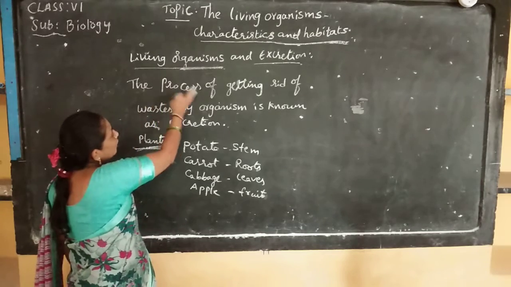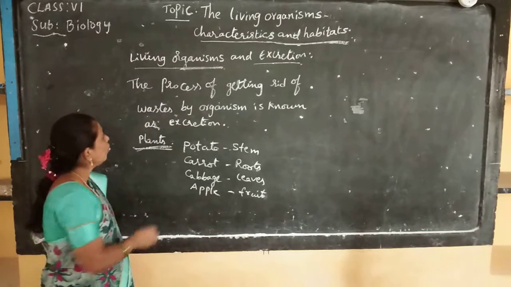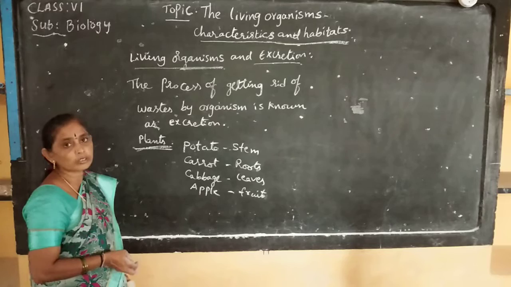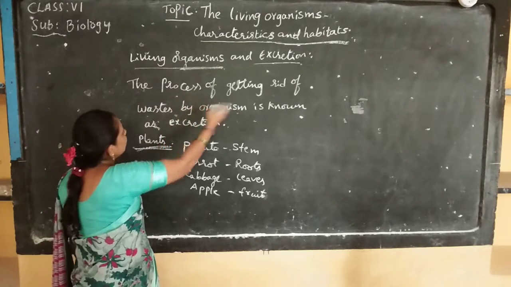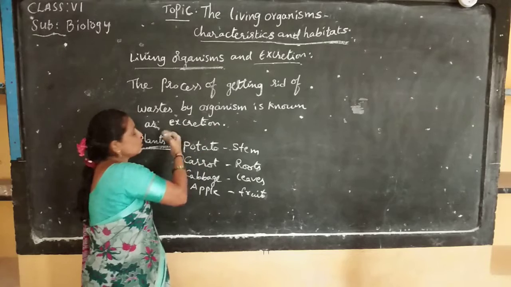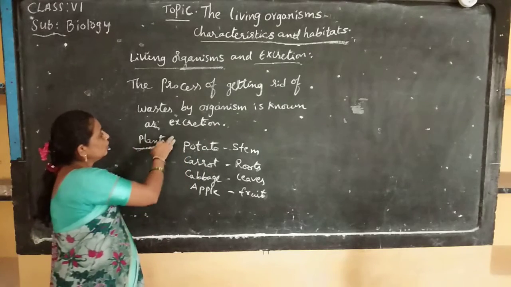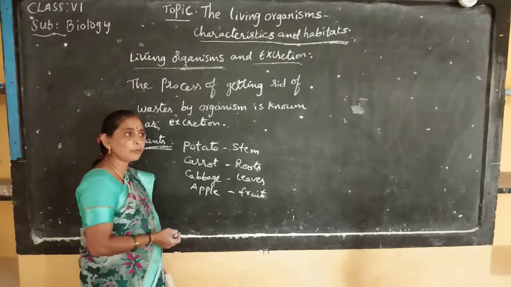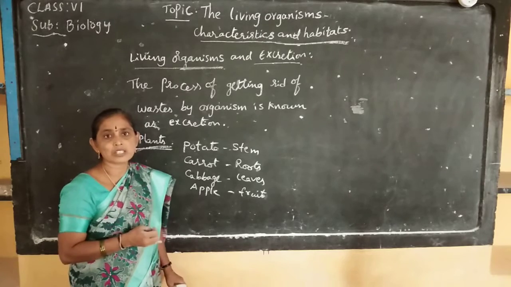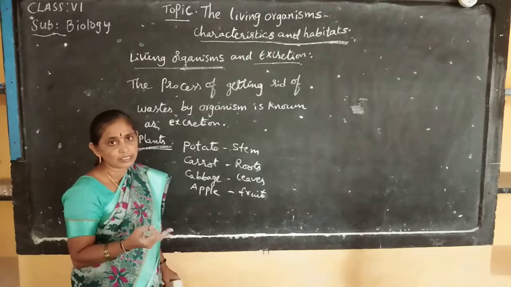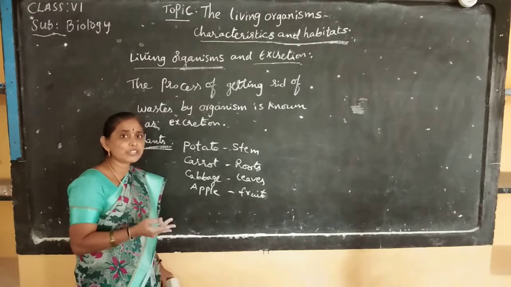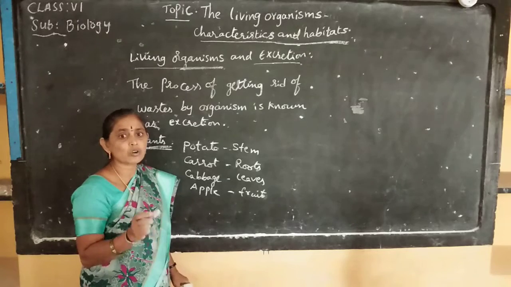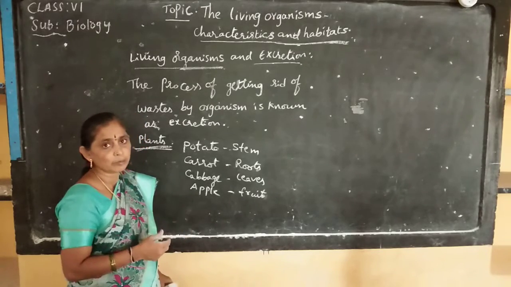Now, living organisms and excretion. All living organisms do excretion. Even plants send out wastes. The process of getting rid of wastes by an organism is known as excretion. Plants secrete their wastes. For example, the rubber plant secretes latex, the neem plant secretes gums, and the acacia plant secretes resins, even tannins. All these wastes are secreted by plants.